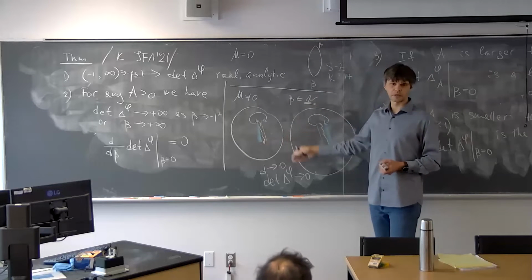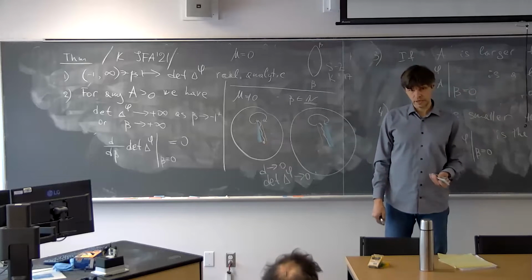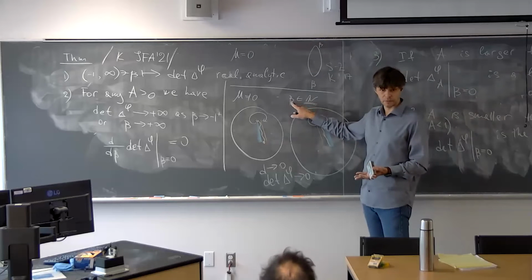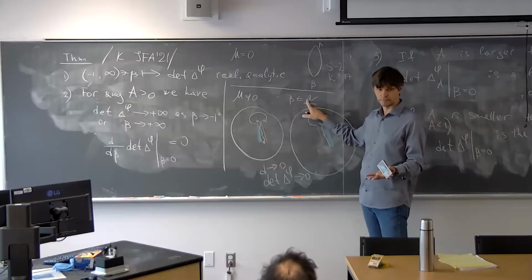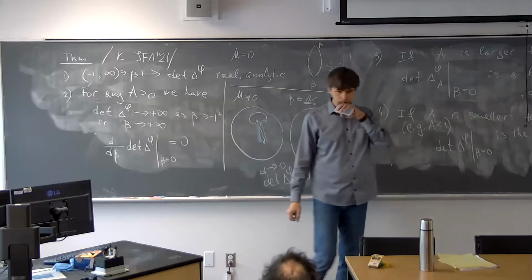For this one, it is integration, like I said, and actually here beta can also go to infinity, but through the integers only. It's the same result: the determinant is unbounded.